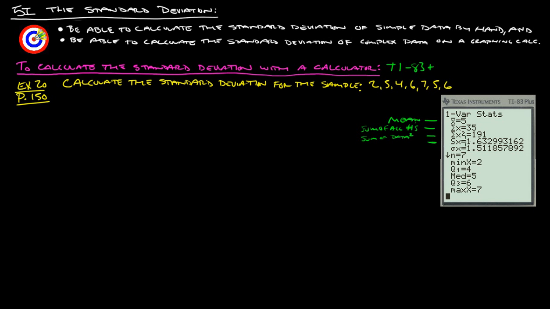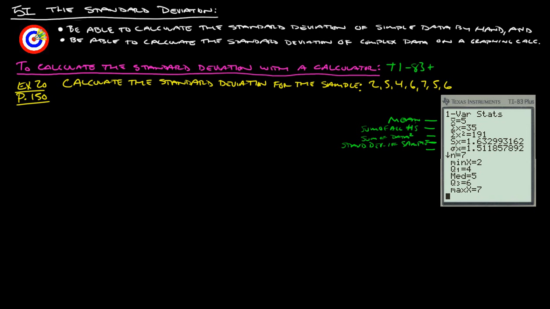This here, this Sx, this is your standard deviation if it was a sample. Now, if you actually look here, I'm pretty sure the book has a little bit of an error in here because it says calculate standard deviation for the sample. So truly, this 1.63 really should be the standard deviation if it's a sample.